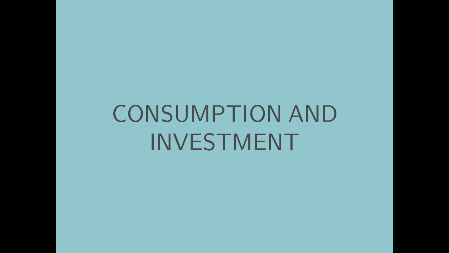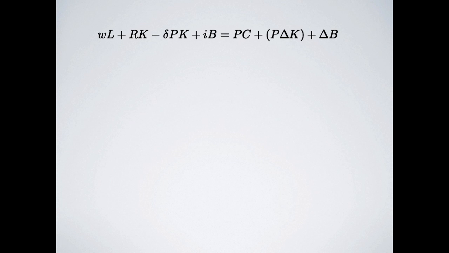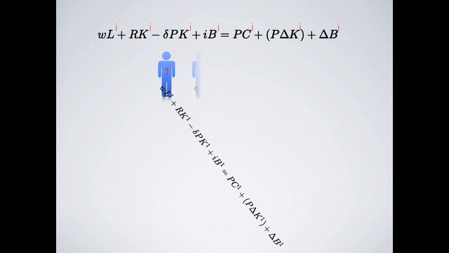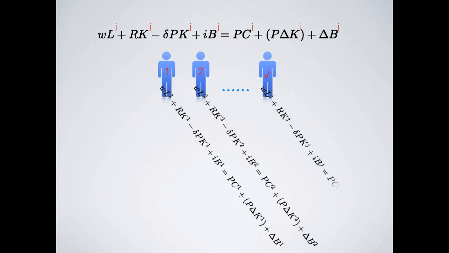Now we move on to talk about the relationship between consumption and investment. To understand it, we have to go back to look at the household budget constraint. On the slide, we see a typical budget constraint for a household, but there are so many different households. So we use superscript j to represent different kinds of households in the economy. We can have household 1, household 2, all the way to household j, and the only thing different in their notation is their superscript.